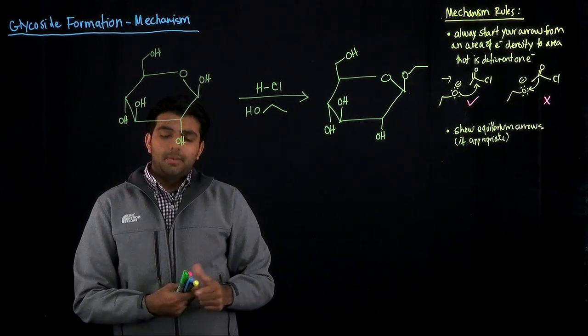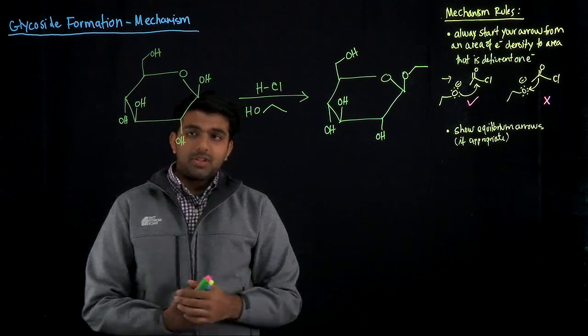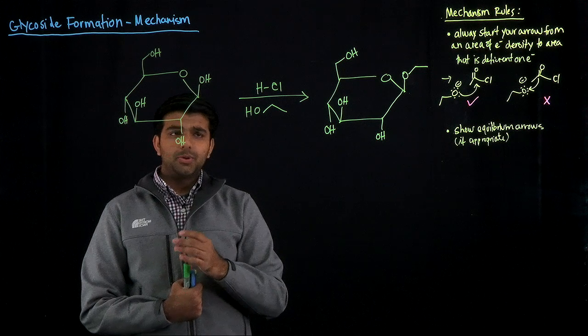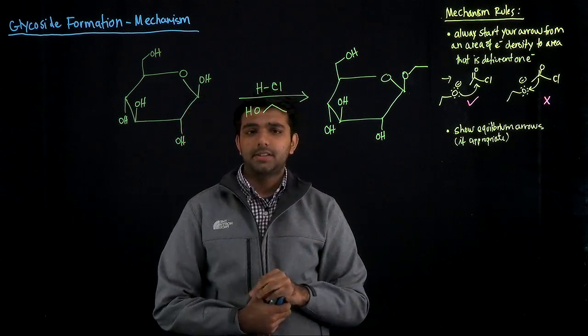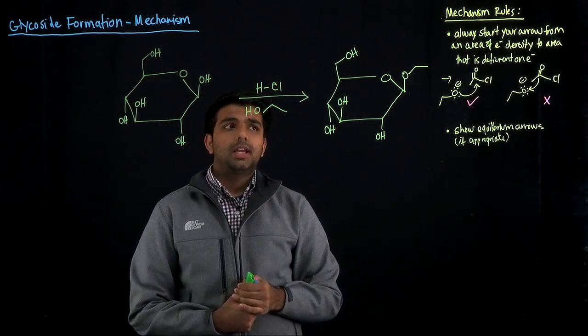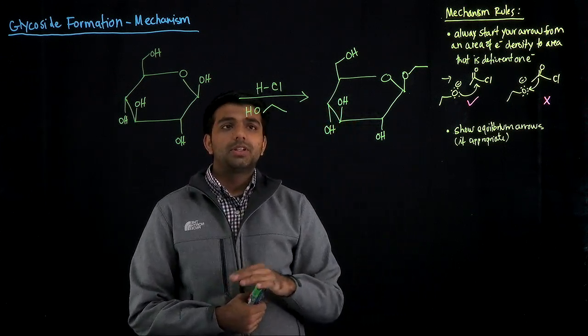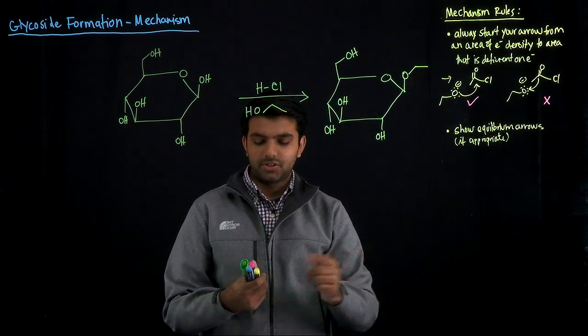So we're going to be doing the mechanism for the glycoside formation, and we're going to be starting with the sugar. The sugar is a beta-D-glucose, and we're going to be treating it with hydrochloric acid and an alcohol, and the result will be an acetal that is formed. And so let's start with the mechanism.